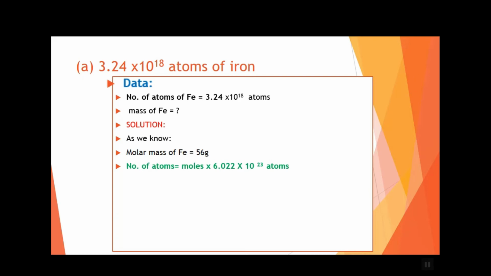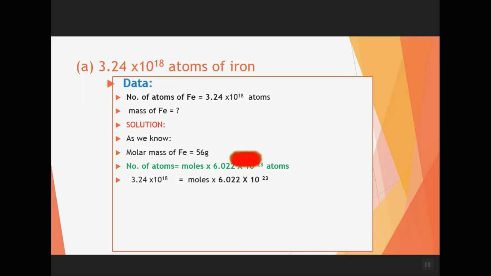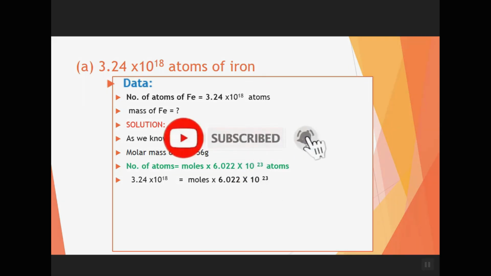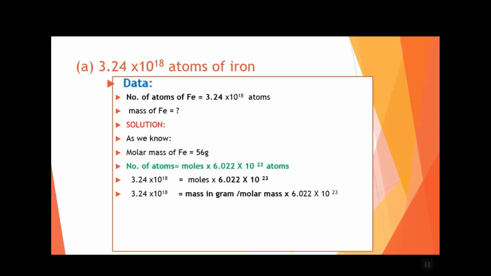But here students, we have to find the mass of iron. So what should we do? Just open the formula of moles in that formula and get the mass of iron. Now first of all, put the values in that formula. Number of atoms we have 3.24 exponent 18 is equal to moles into Avogadro's number. And now in next step, 3.24 exponent 18 is equal to moles. Instead of moles, we will open the formula of moles in that formula. Moles is equal to mass in gram divided by molar mass, into 6.022 exponent 23.